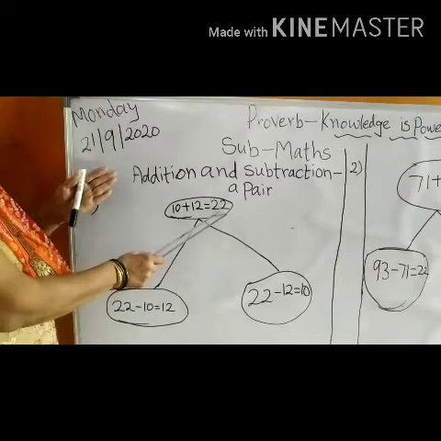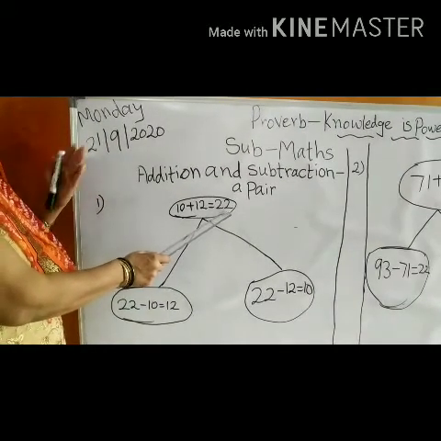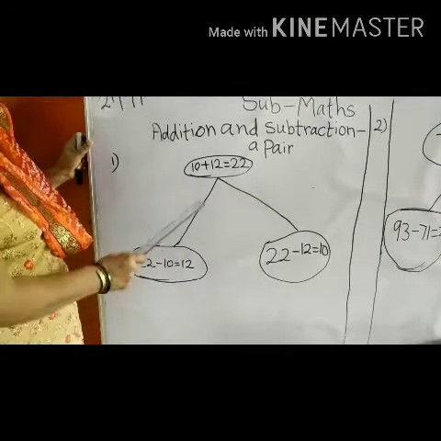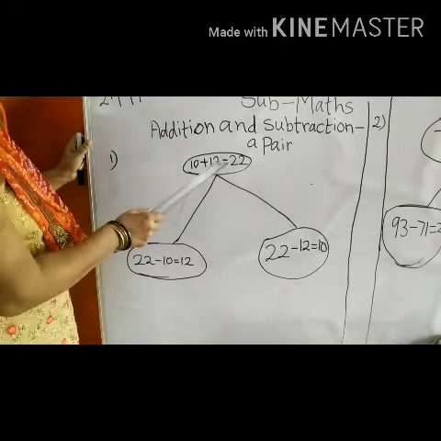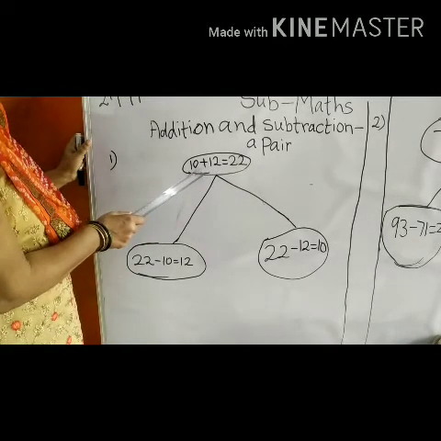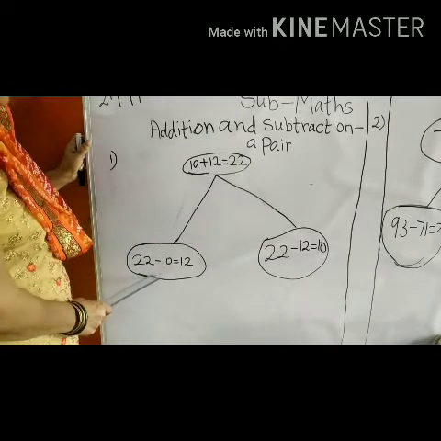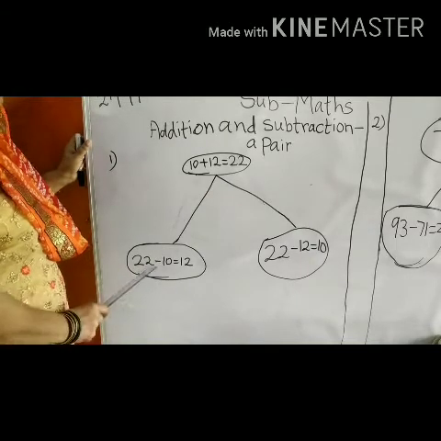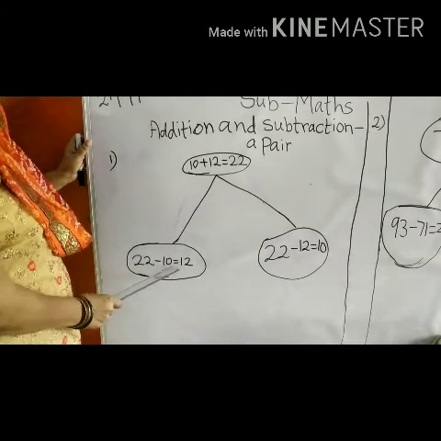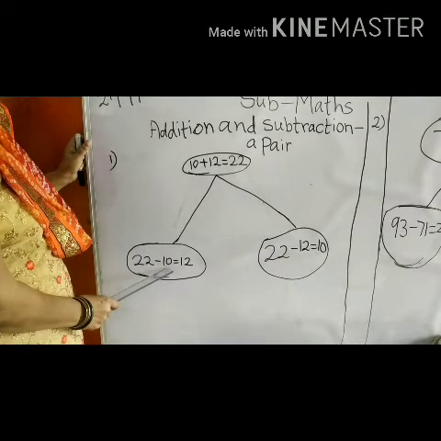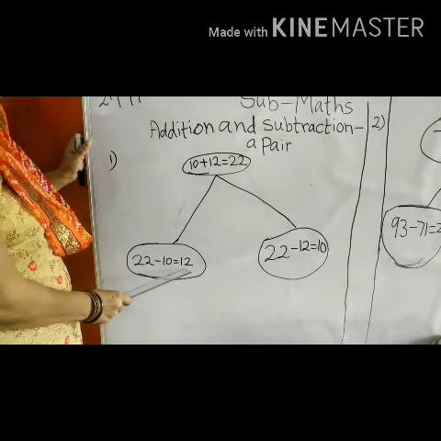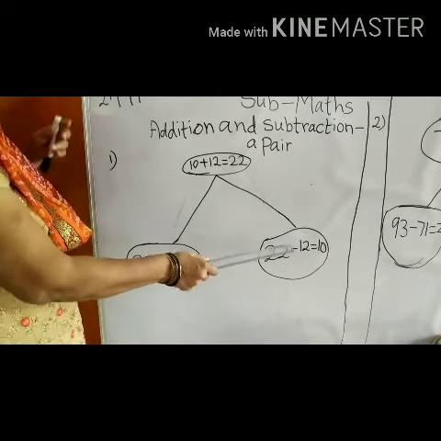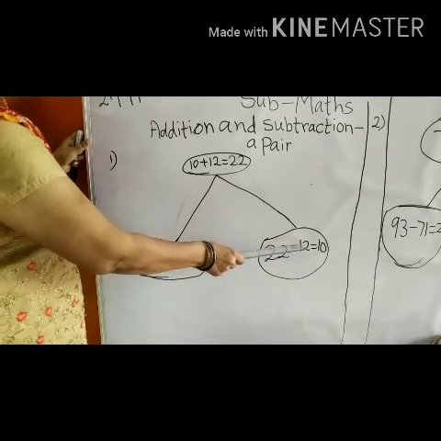Now, if you want to do the subtraction also, you can do it in this. How? I will show you. Over here you see, 22, from where did we get 22? When we added 10 and 12, we got 22. Isn't it? Now, what we are going to do is, from 22, we are going to minus 10. Minus means subtraction. So, what answer are we getting? 12. You can do it the other way also, that is 22 minus 12.